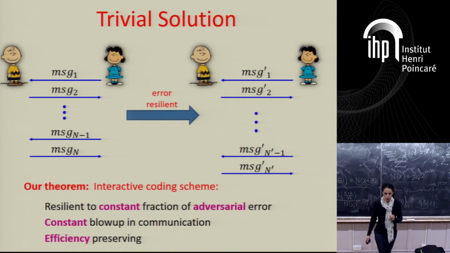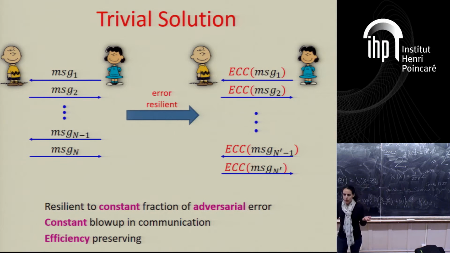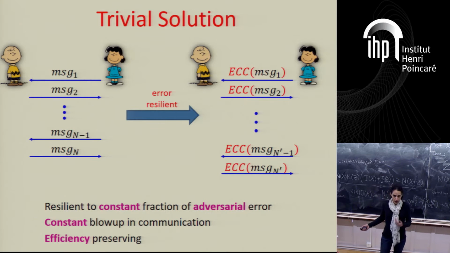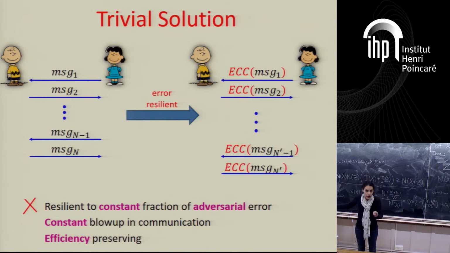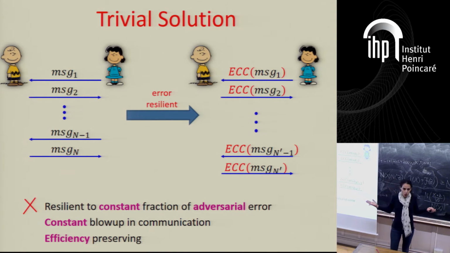So first, let me just mention one thing for those who are not familiar with this topic. One may first think, why doesn't the trivial idea work, which is just, why don't you just apply Shannon's error correcting code to each message separately? And the reason why this doesn't work is twofold. First, it's clearly not secure for adversarial error, because if this entire thing is corrupted, there's no way to recover it.